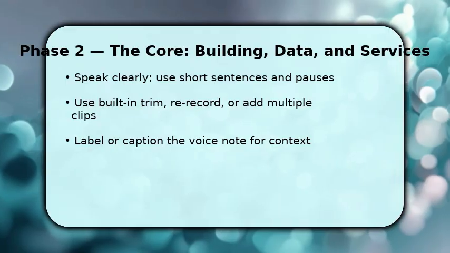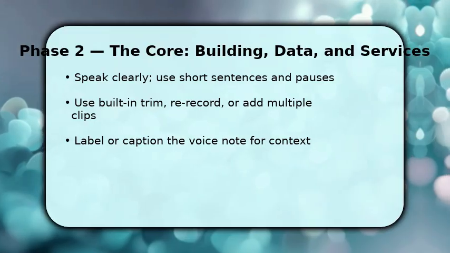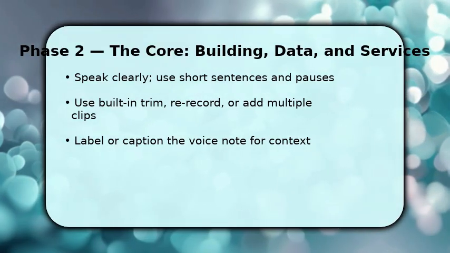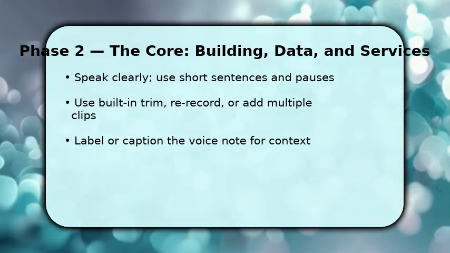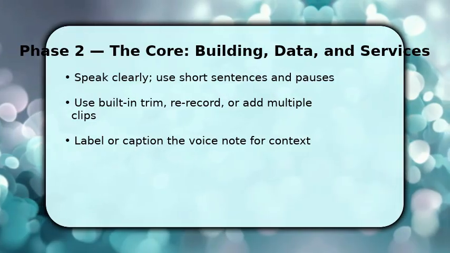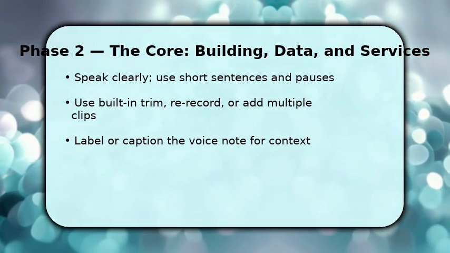Once recorded, use the app's trim or split tools to remove ums or long pauses and re-record sections if needed. This keeps the thread concise. If the platform allows multiple clips, arrange them in order. Otherwise, export and re-upload a single polished file. Make sure to add a short caption or label so recipients know.